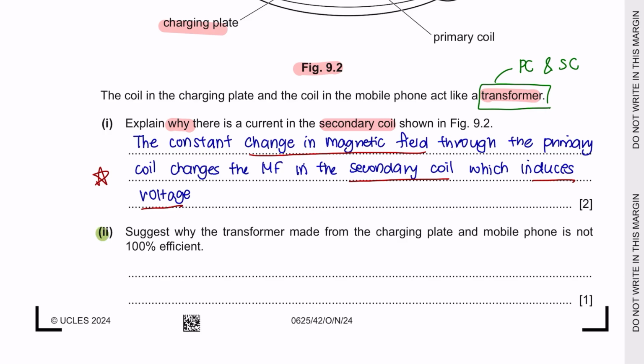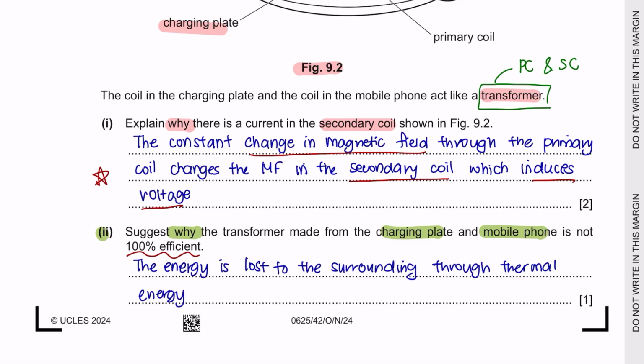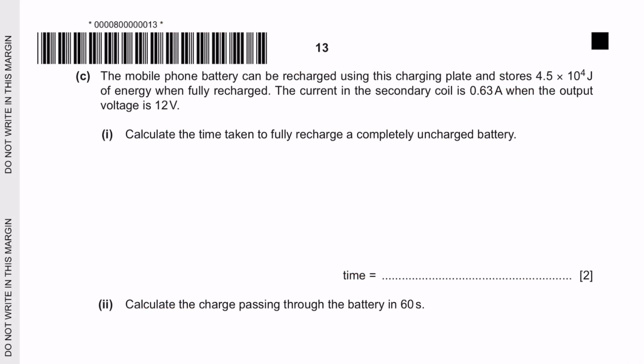Back to part 2, suggest why the transformer made from charging plate and mobile phone is not 100% efficient. Whenever asked about efficiency, I would always suggest you talk about losing the energy to the surrounding through thermal energy loss. Next question, part C.